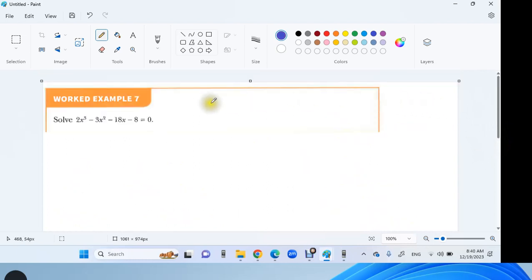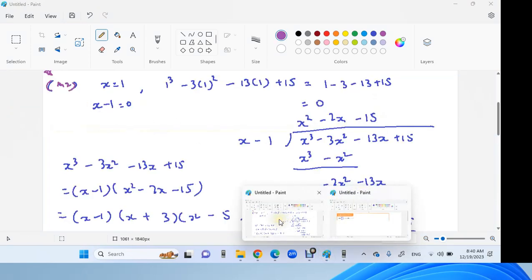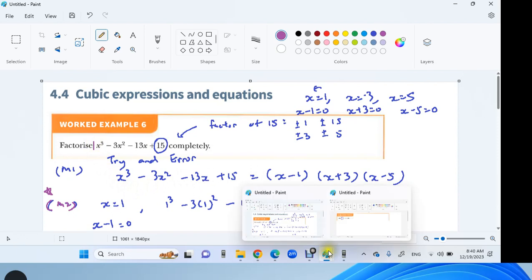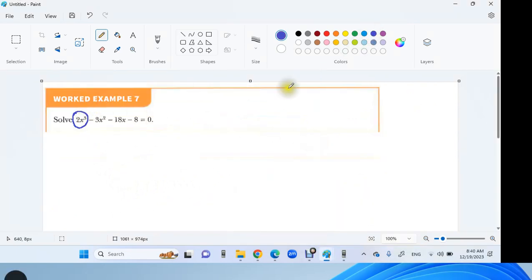So this is a little bit complicated compared to the previous one. What is the difference between this one and the previous one is they have a value of a here. Compared to the previous example, their a is 1 only. So this one is 1 x cubed. If the a is not 1, then it will be a little bit complicated.